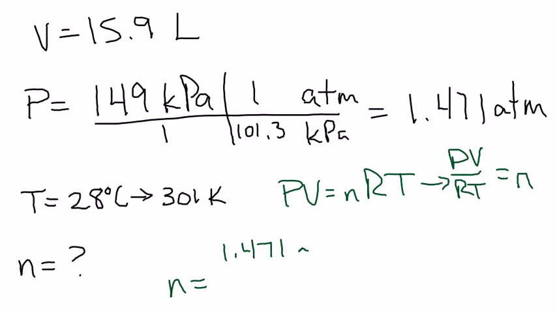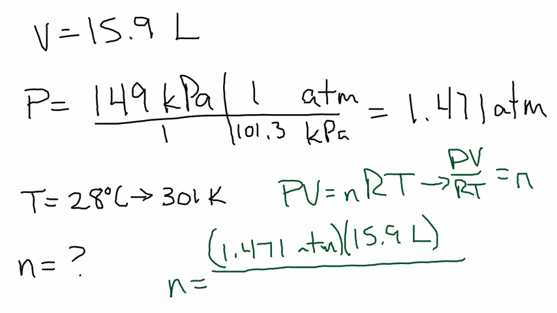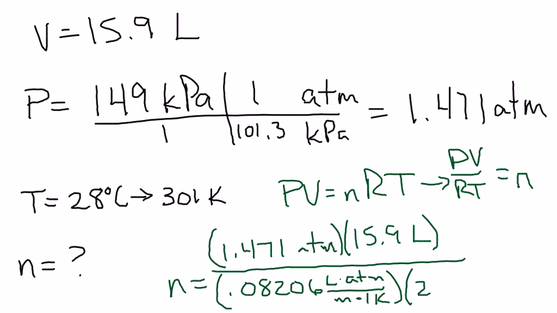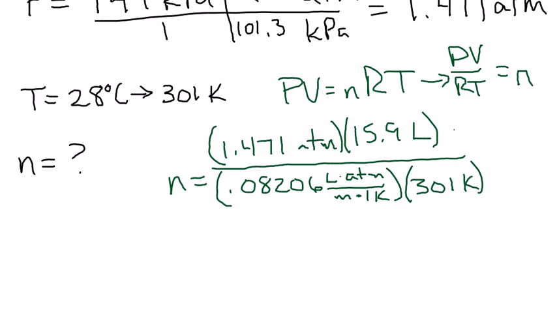N is going to be equal to that 1.471 atmospheres times our volume, which is 15.9 liters, over the 0.08206 liters ATM over mole Kelvin, and times, that is not a 3, sorry about that, 301 Kelvin. I'm going to move us just a little bit here.